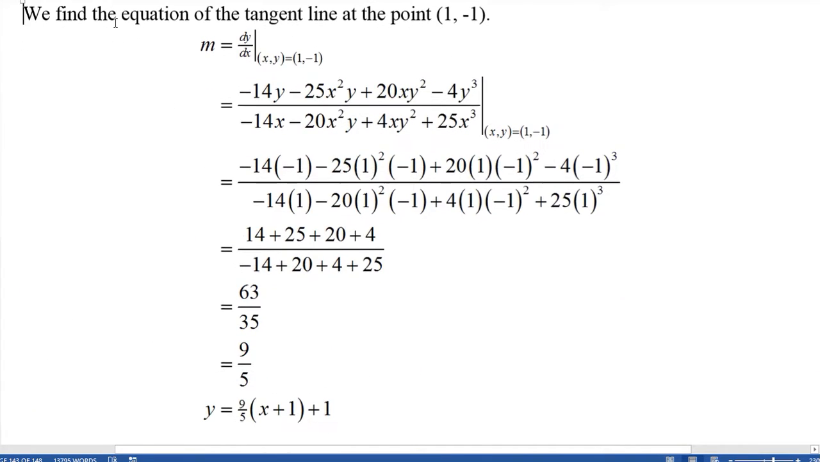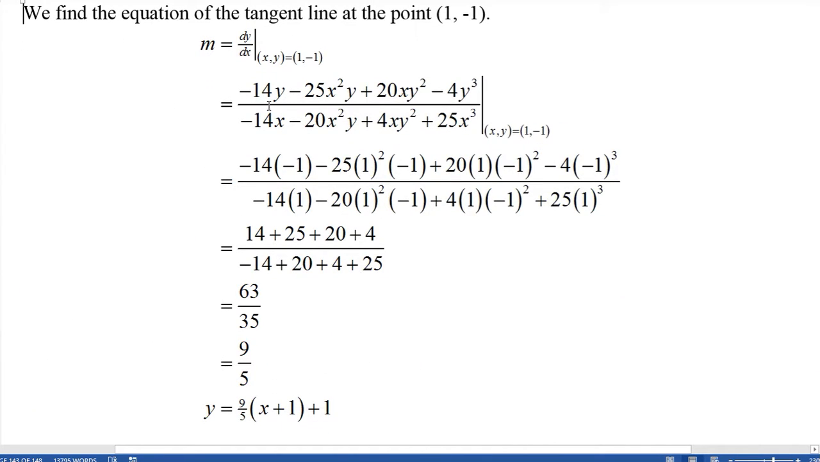Okay, now let's find the equation of the tangent line. Go back to our formula that we had, which is this kind of complicated rational expression in x and y, and plug in x is 1 and y is negative 1, which you see that I've done here. For example, that y is negative 1, that x is 1, and so forth. Multiply all this out.